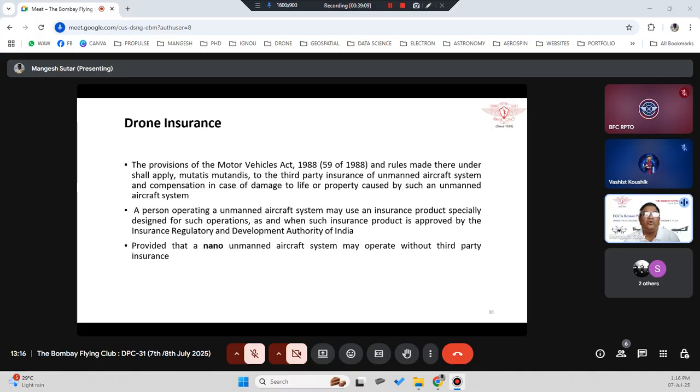They can give you the insurance for your drones. Now nano drones are being exempted. Okay, so nano drones are exempted from getting third party insurance. So for your nano drones, you really don't require insurance.